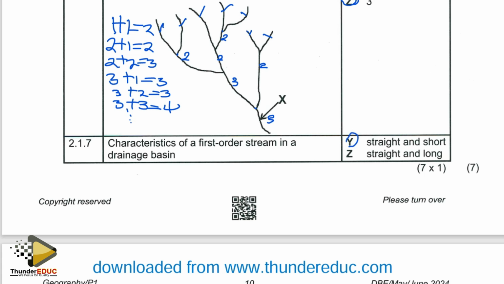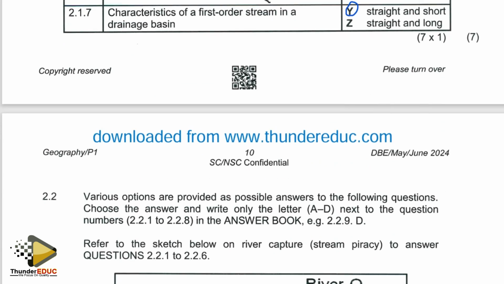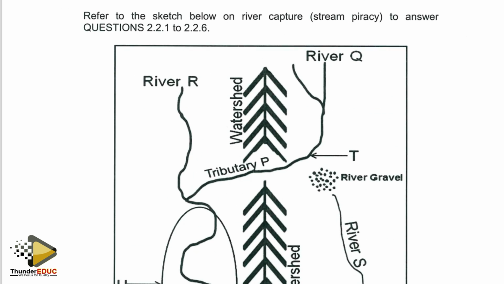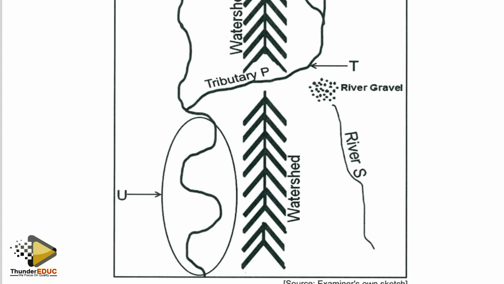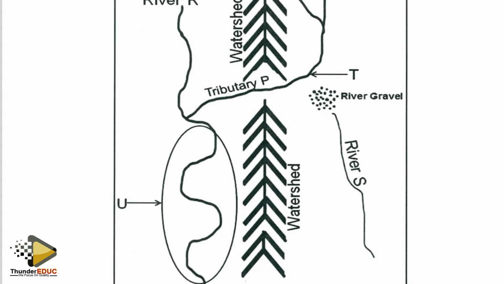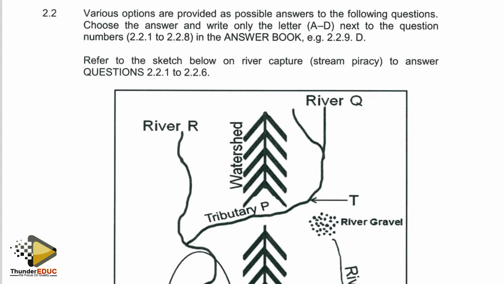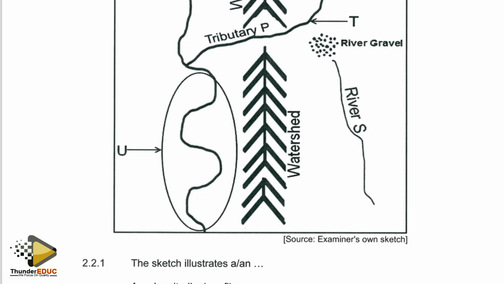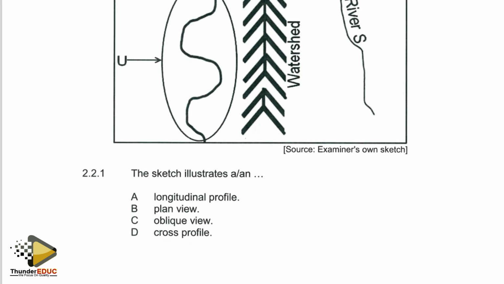So the response here is Y, number 217. Right. We can move on to the next question, which is number 218. It is on the concept of stream piracy or river capture. It has river R to the extreme west and river Q to the extreme east. Then there's a watershed in between. Then all those processes happening there. Let's quickly go to the questions.